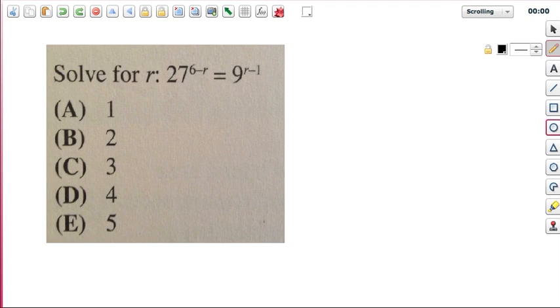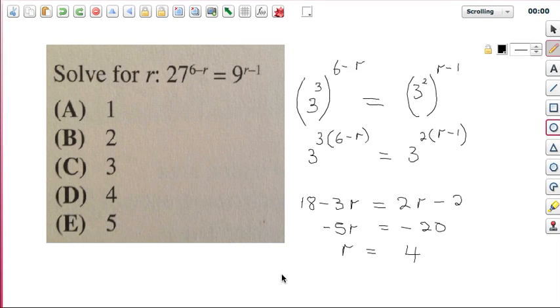Moving on to the next question. Pause your video and try and solve this. Okay, the correct answer for this question was D. So 27 to the power 6 minus r, if we can change that to the same base, then the exponents would be equal to each other. So 27 can be thought of as 3 cubed raised to the power 6 minus r, and 9 can be thought of as 3 squared raised to this r minus 1.